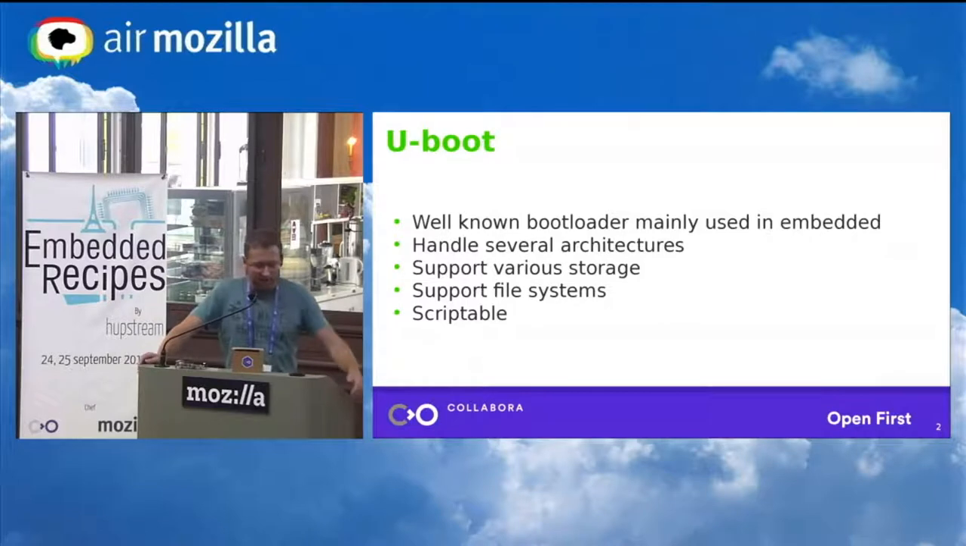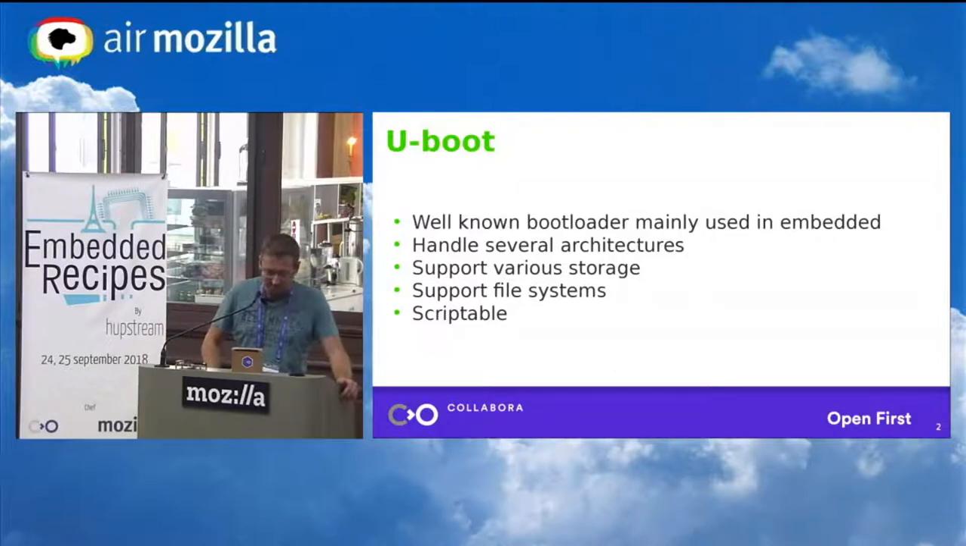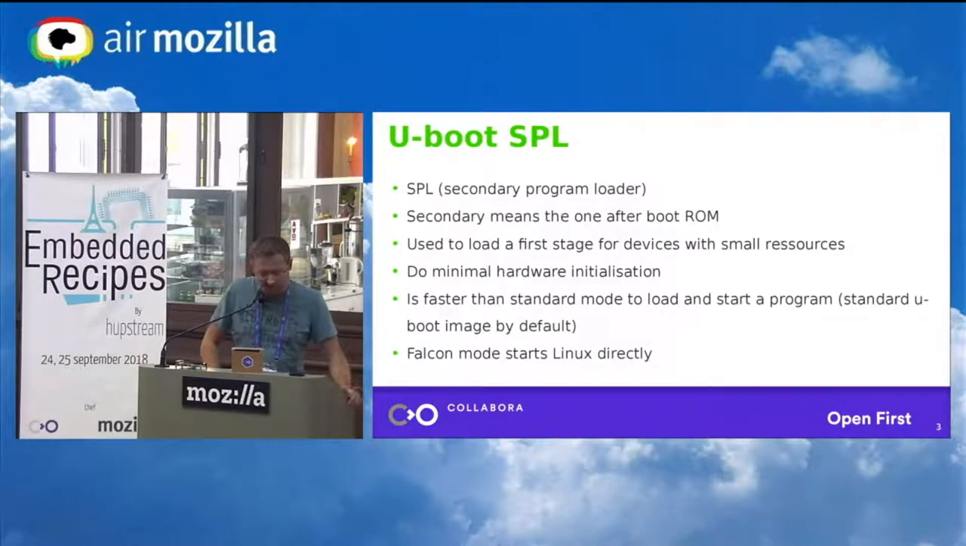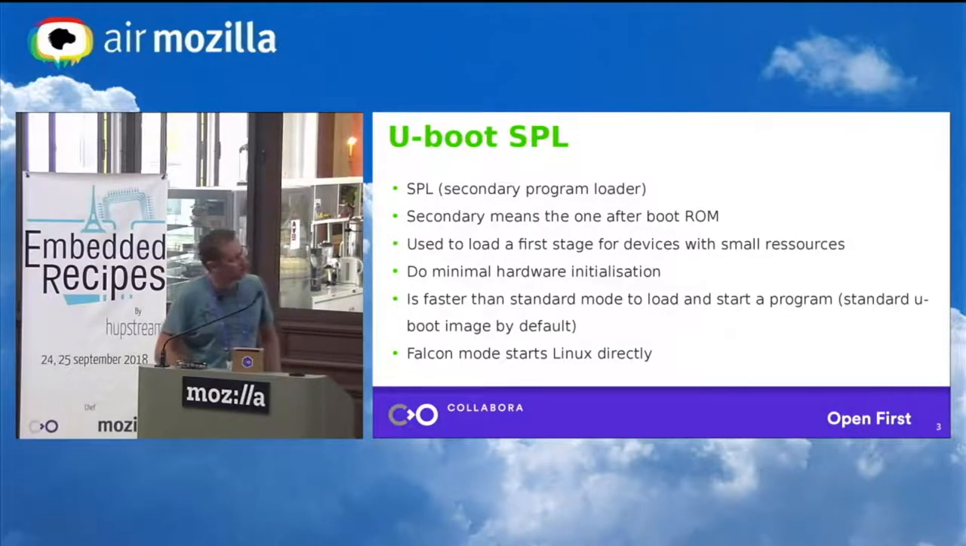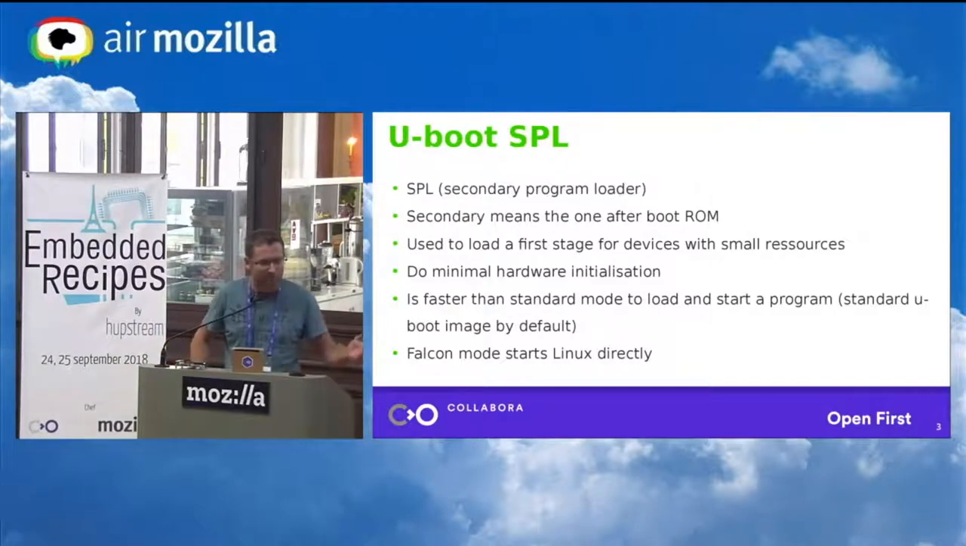But I discovered that there is a mode in U-Boot named SPL. SPL is for secondary program loader. That's what I found. Secondary means that it boots after the ROM code and not after U-Boot itself.